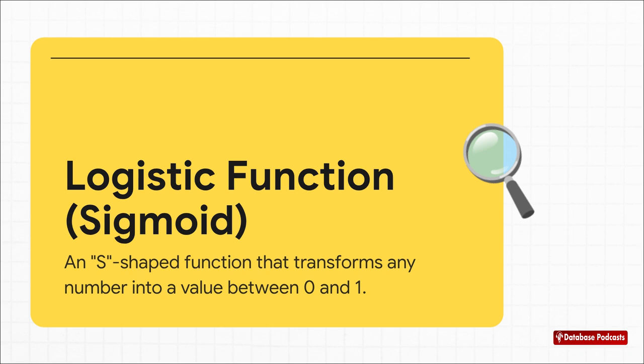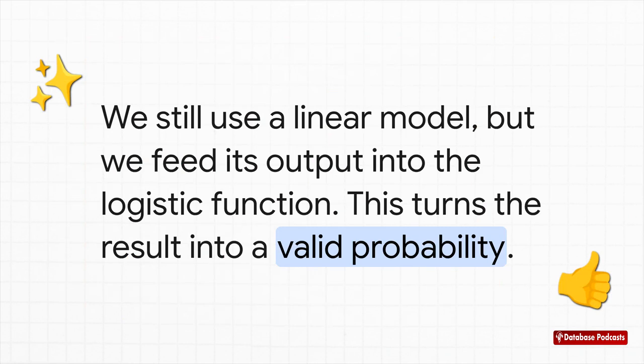It can take any number you throw at it, it doesn't matter how huge or how tiny, and it just squishes it into a nice, neat value that's always between 0 and 1. It creates this beautiful, gentle S-shaped curve. And here's the really brilliant part. We don't have to throw away our linear model. We can still use it to figure out how things like salary and experience are related, but then, instead of using its output directly, we just pipe it through the logistic function. And what comes out on the other side? A perfectly valid, sensible probability. It's the best of both worlds.